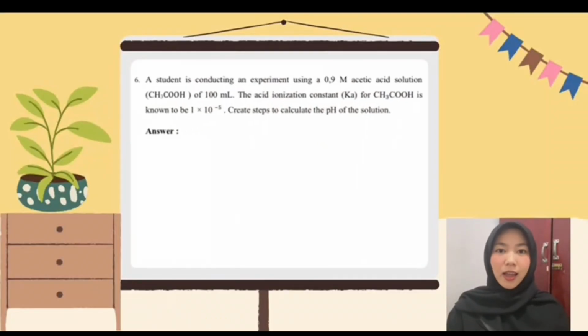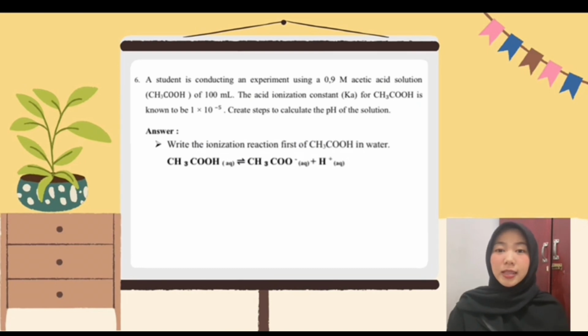From the question above, we can write the ionization reaction first of CH3COOH in water, where CH3COOH aqueous is in reverse reaction with CH3COO minus aqueous plus H plus aqueous. Now, the volume of CH3COOH equals 100 ml and the concentration of CH3COOH equals 0.9 M. Ka equals 1 times 10 to the power of minus 5.